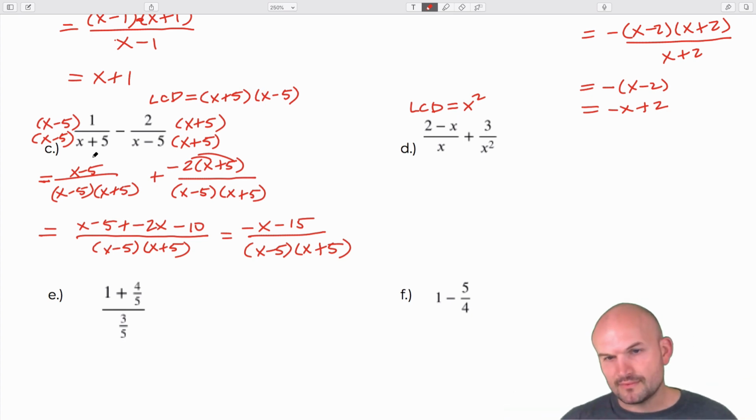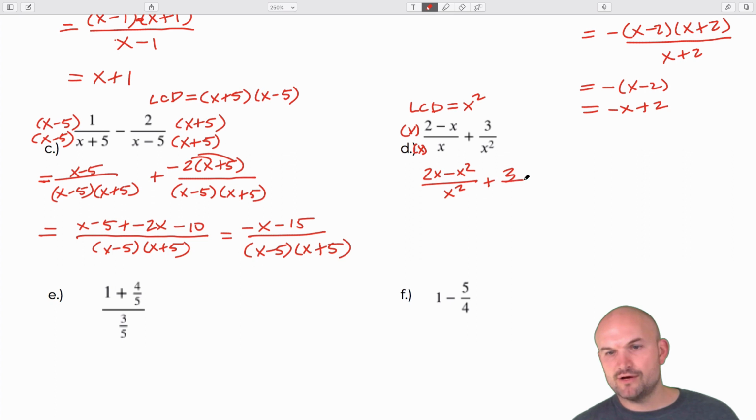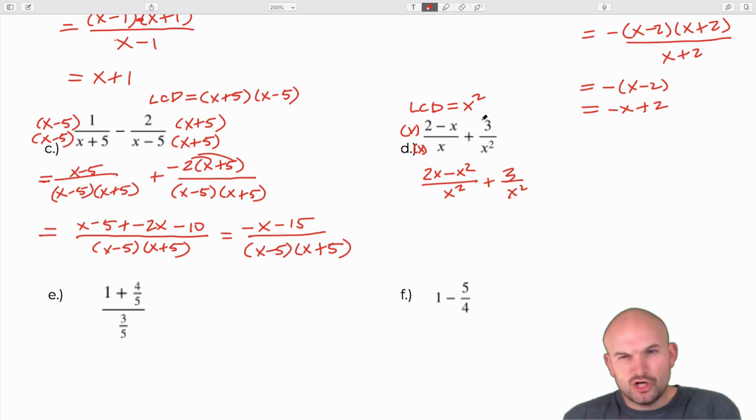But in this case, you can see that I can get away with just multiplying this left side by x over x. When I do that, I get 2x minus x squared all over x squared, plus 3 over x squared, right? So there's nothing wrong with using the LCD of x cubed and then multiplying this by x over x and this by x squared, but it's just more work that you're going to have to simplify later.